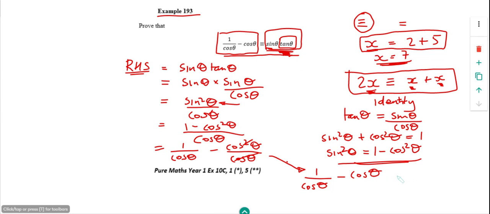which is equal to the left hand side as required. So we've proved it. We've managed to turn the right hand side into the left hand side.